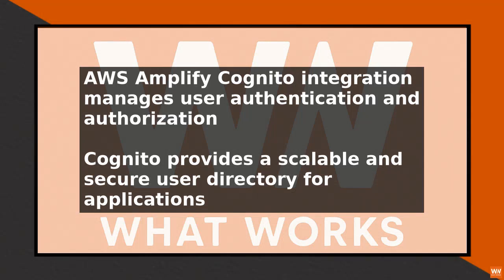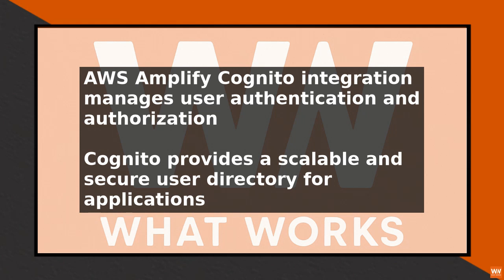Introduction to AWS Amplify Cognito integration. AWS Amplify Cognito integration is a powerful tool that enables developers to manage user authentication and authorization in their applications. Cognito provides a scalable and secure user directory that can handle large volumes of users and traffic. In this tutorial, we will explore the key concepts and best practices for integrating AWS Amplify with Cognito.